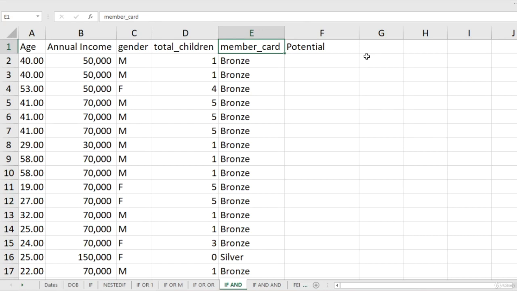Welcome back. So we have already analyzed our data on the basis of the IF or OR statement. So if any of the conditions meet, please give us this kind of value. That is what we have done so far. But now we are here in a different kind of scenario.